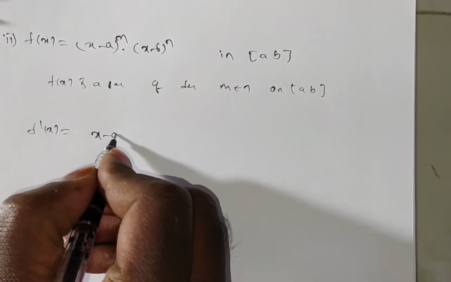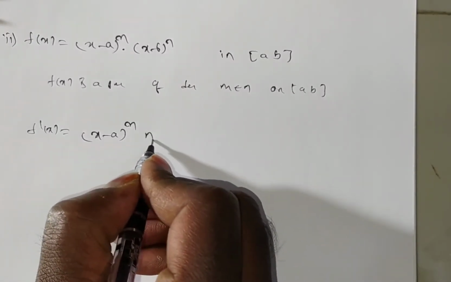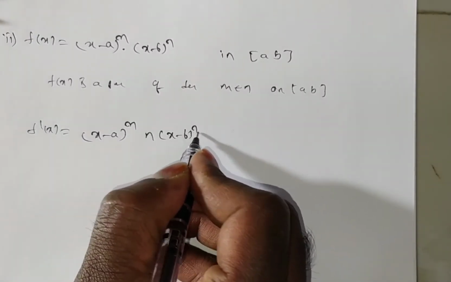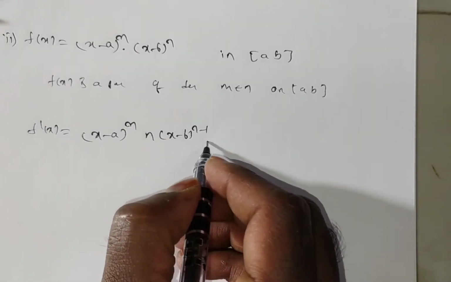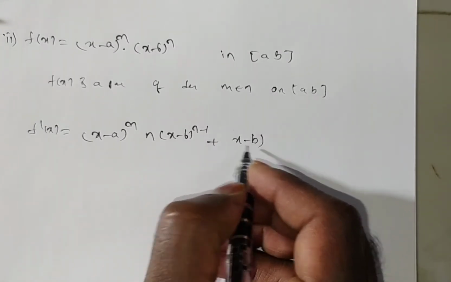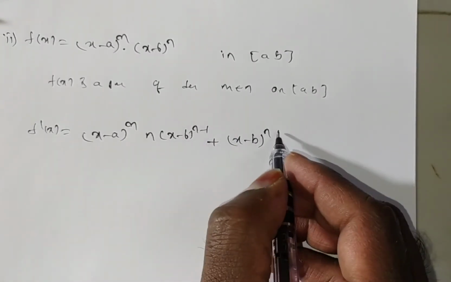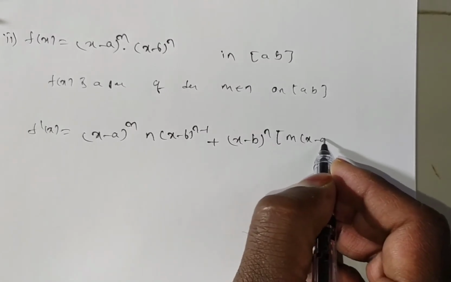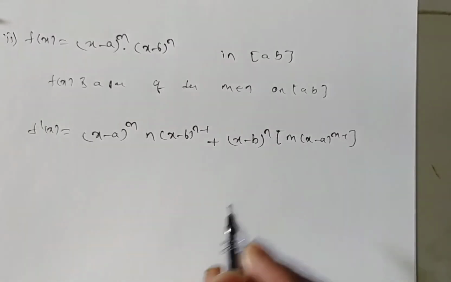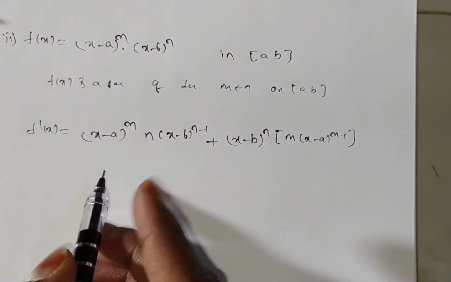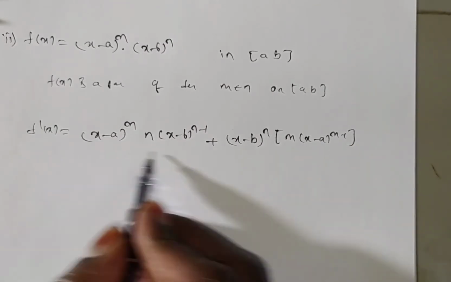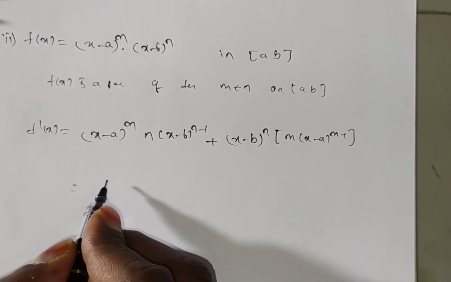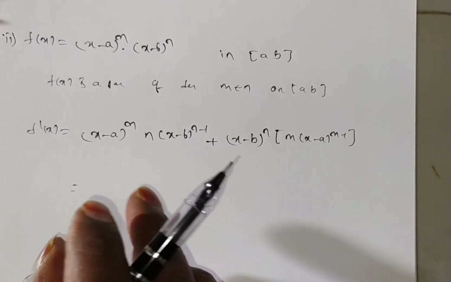So go for the UV rule. First term (x minus a) power m into the derivative of the second term, n (x minus b) power n minus 1, with inner derivative 1, plus the second term (x minus b) power n into the derivative of the first term, m (x minus a) power m minus 1, with inner derivative 1. Now f'(x) is this. From these two you can take a common term, or else you can leave it as it is.